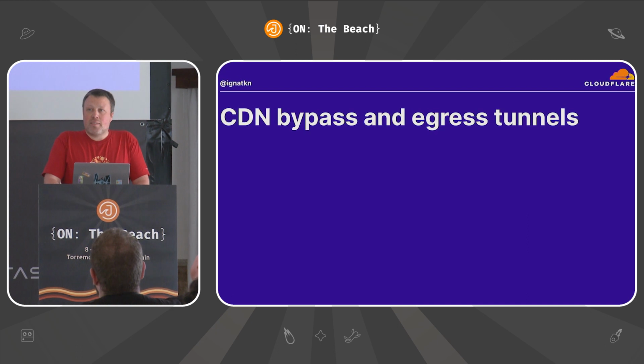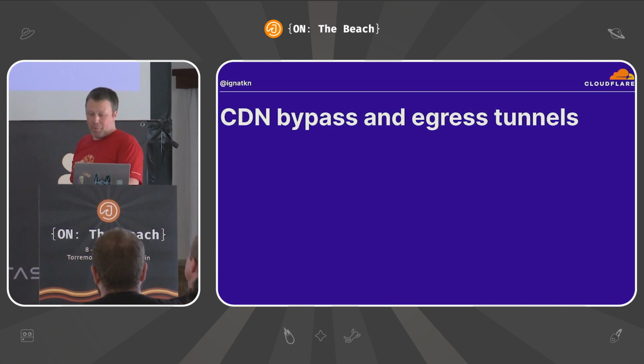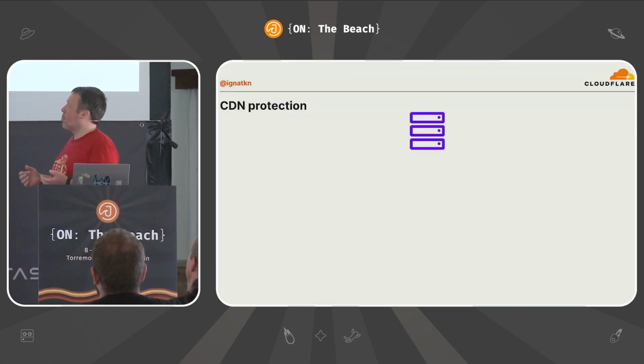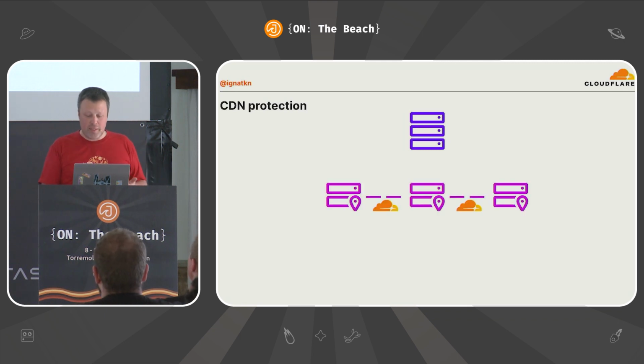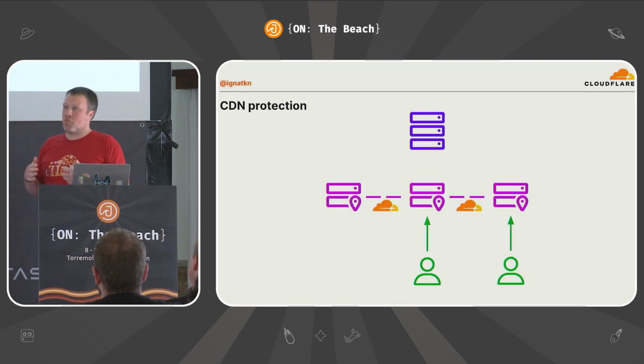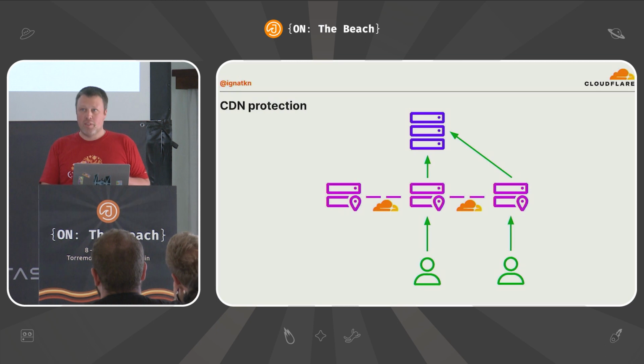All right, CDNs. Who here uses a CDN? Good, right? CDN protection is quite simple. So you have your web resource, right? And you hide it behind some kind of CDN. And then when users try to access your web resource, their traffic is actually routed to the CDN. And the CDN will forward the traffic to your web resource, minus some caching.